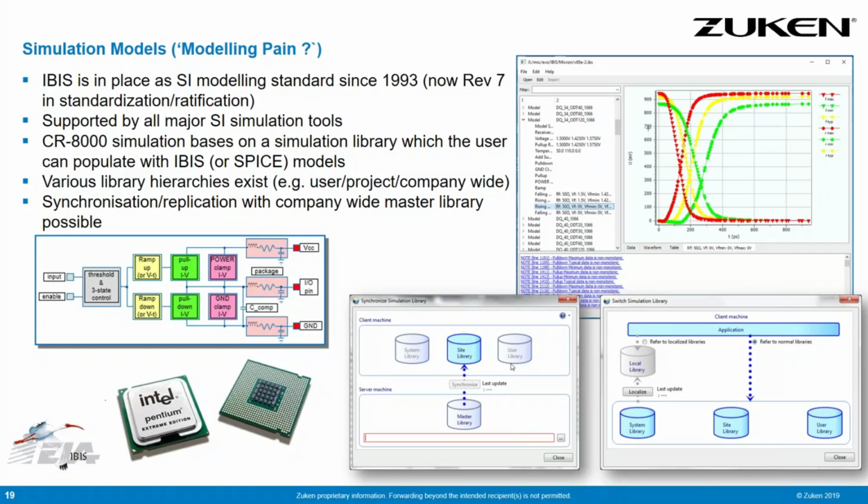If you have the situation that you have a company-wide master library, it can be replicated. You can download on a regular basis the content of this master library to have then one librarian being responsible for maintaining all the libraries, depending on the way how you're working, whether it's done in the design department or at the designer level, or whether it's done on a central level, that simulation models are maintained in a similar way, like schematic symbols or footprints.